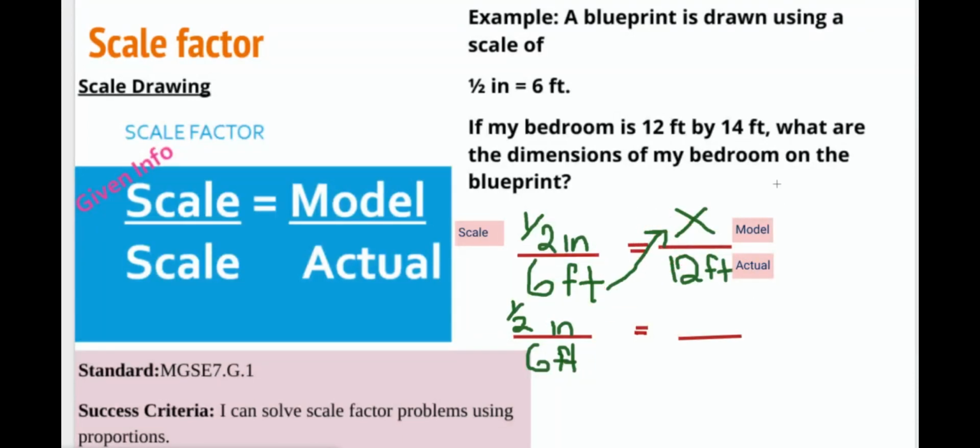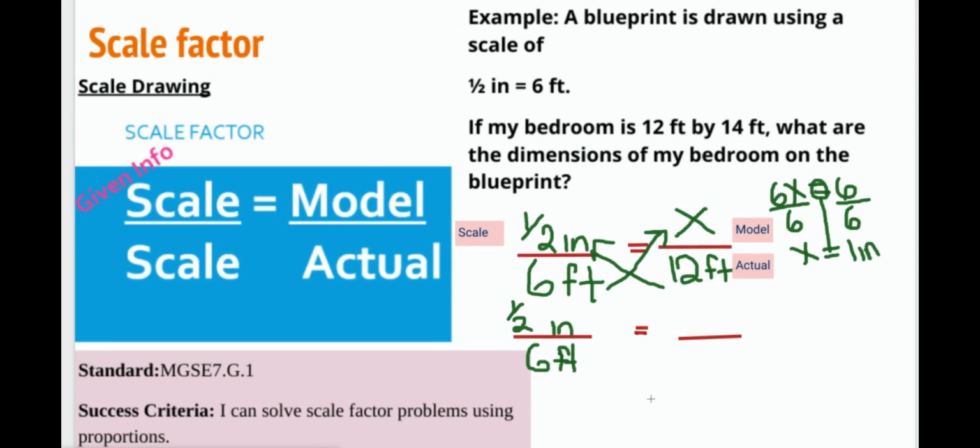6 times X is 6X. 1/2 times 12 is equal to 6. Now we have an equation we can solve using inverse operations. To undo what's happened to our X, we'll do the inverse of multiplication, which is division. So we'll divide by 6 on both sides. So our X, or our length, is equal to 1 inch.